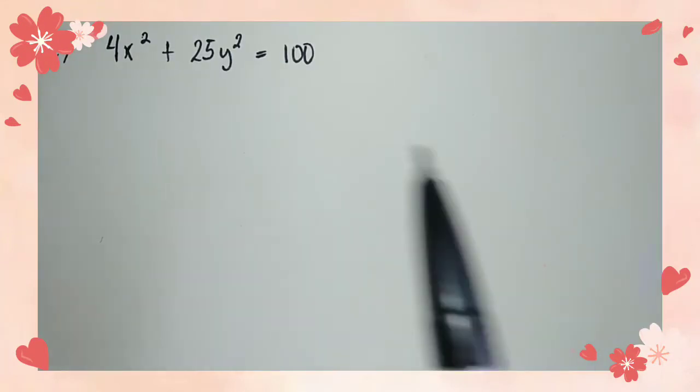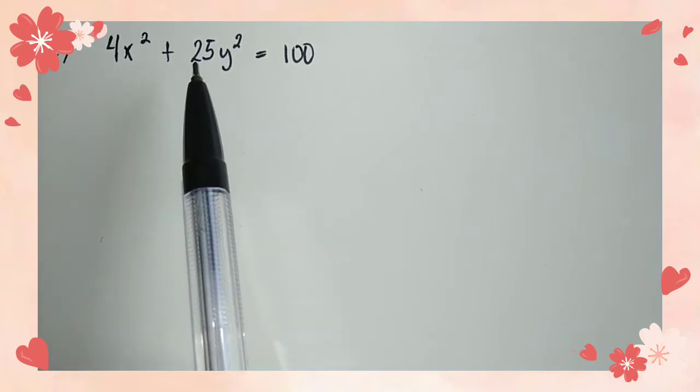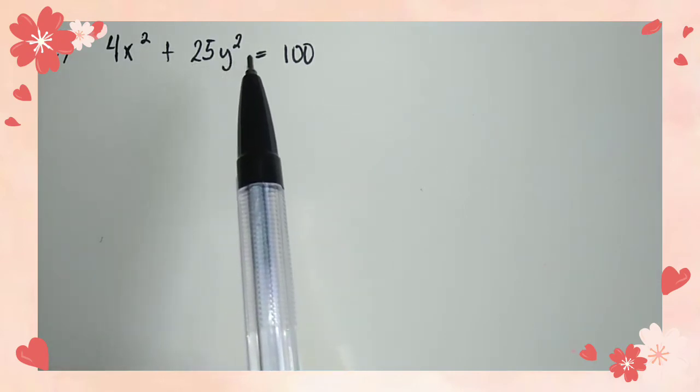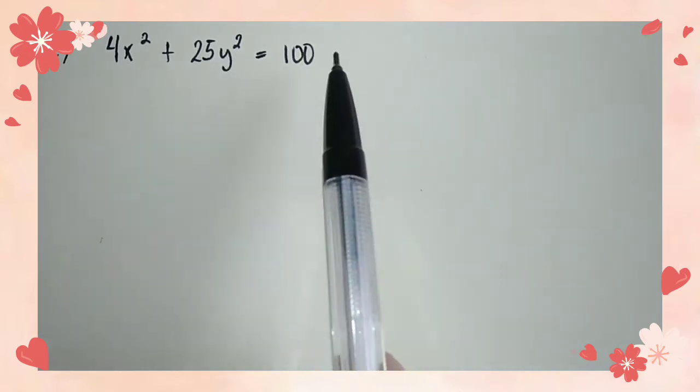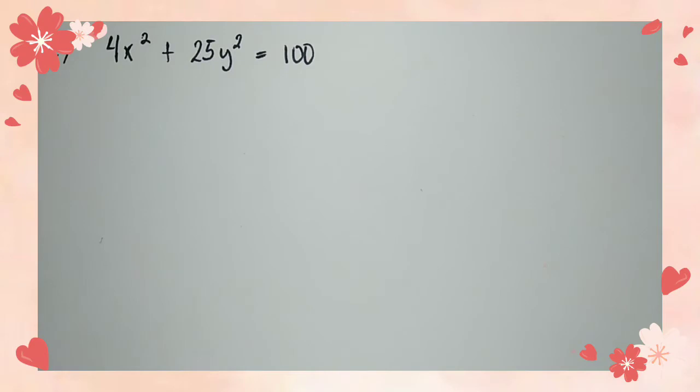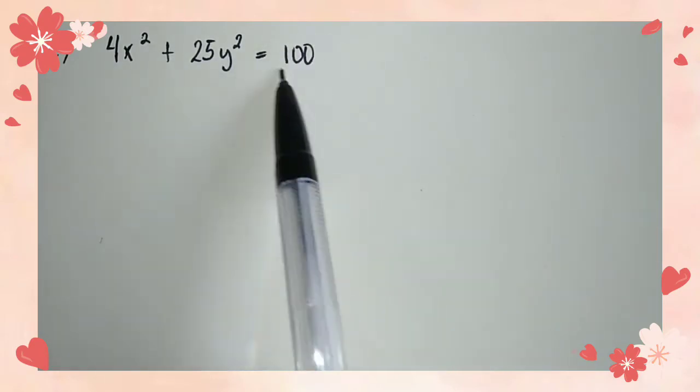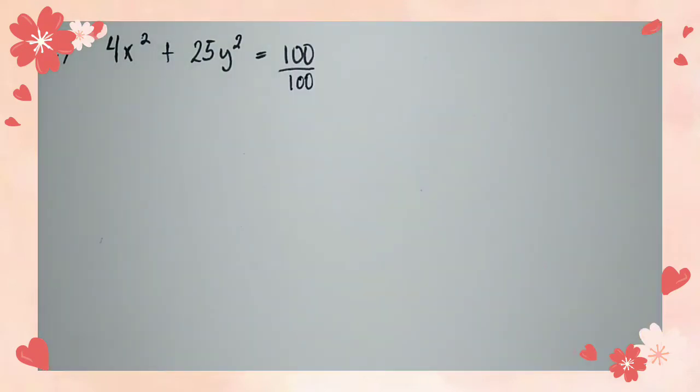Okay, so take a look at this. Another example, we have 4x squared plus 25y squared is equal to 100. So what we are going to do first is to convert it into a standard form of an ellipse. And ang standard form ng ellipse natin is x squared over a squared plus y squared over b squared is equal to 1. Equal to 1 dapat to. So, to enable us to make it equal to 1, we are going to divide it by 100. Lahat ng terms, i-divide natin into 100.